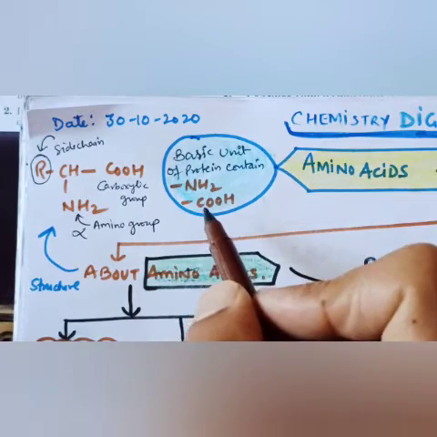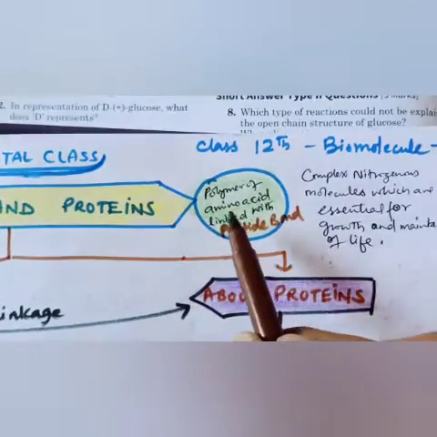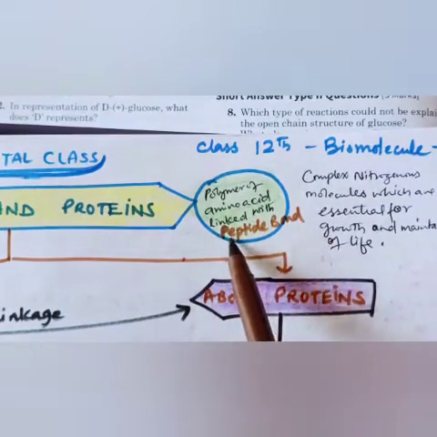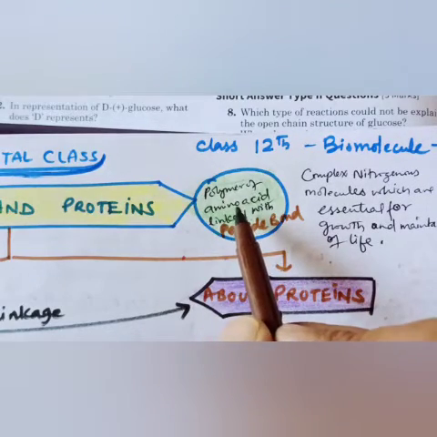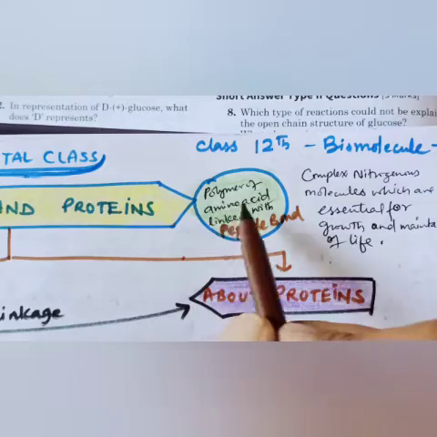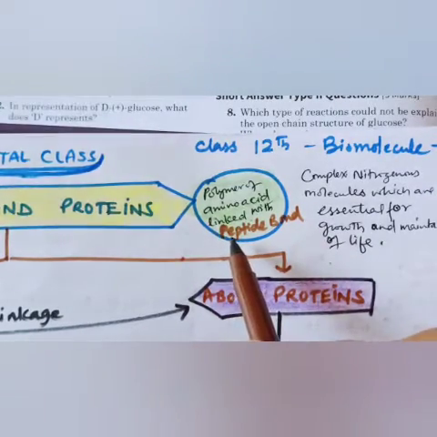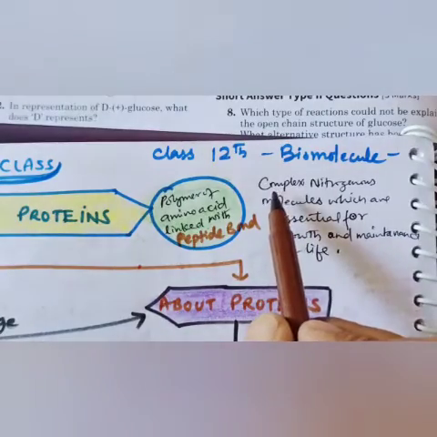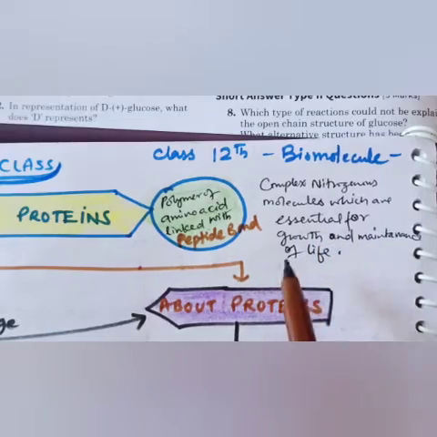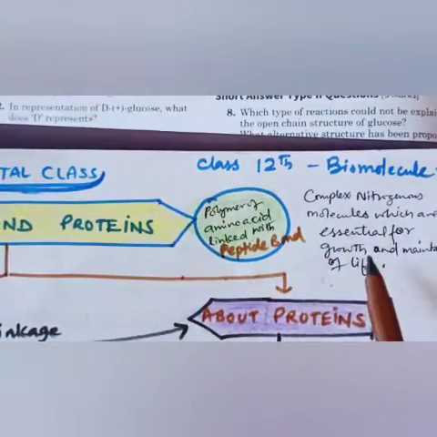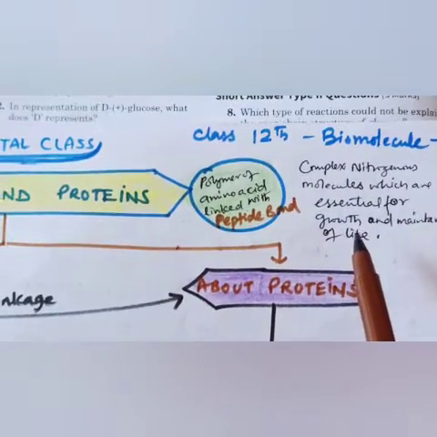If we talk about protein, then protein is a polymer of amino acids linked with peptide bonds. It means many amino acids form a chain, and they link with each other with the help of peptide bonds. You can say simply, these are complex nitrogenous molecules which are essential for growth and maintenance of life. Protein ensures the growth and repair of cells damaged due to injury or sickness.